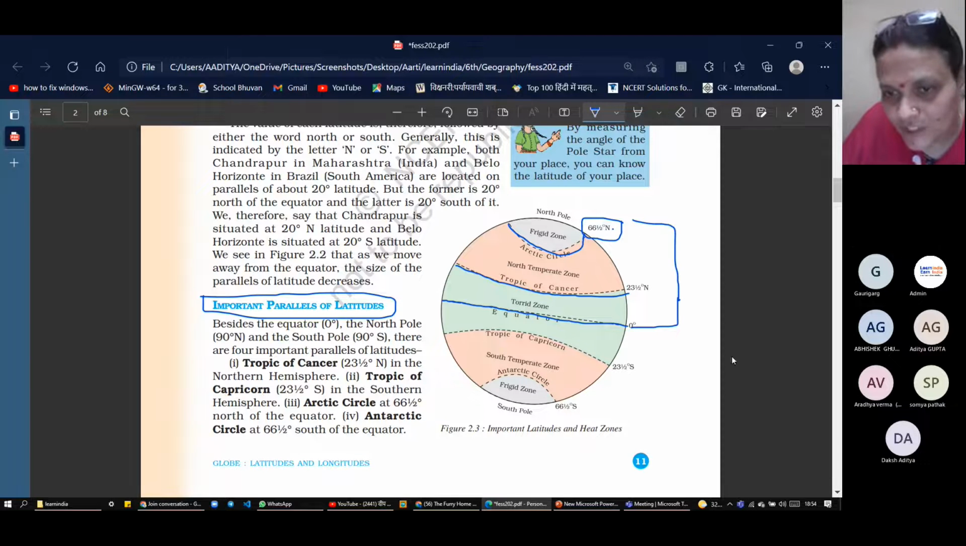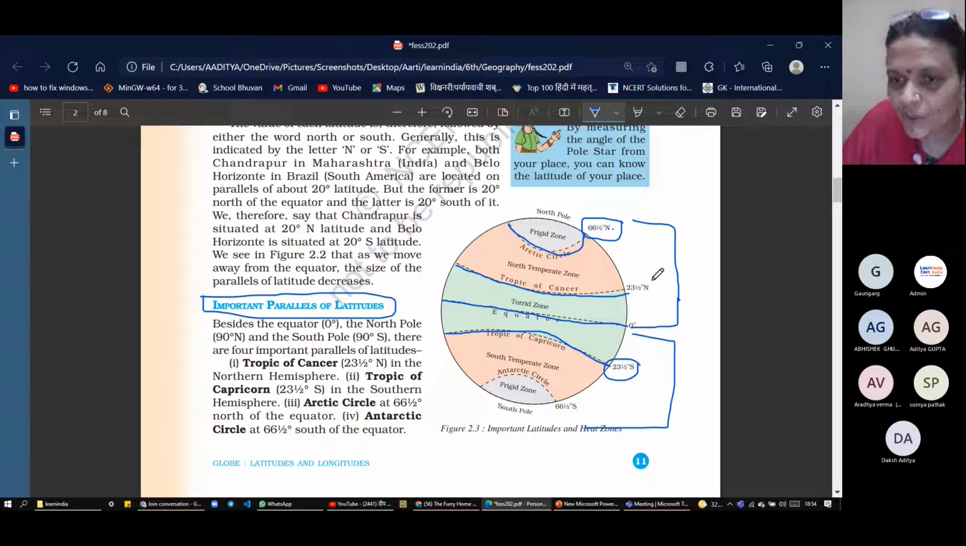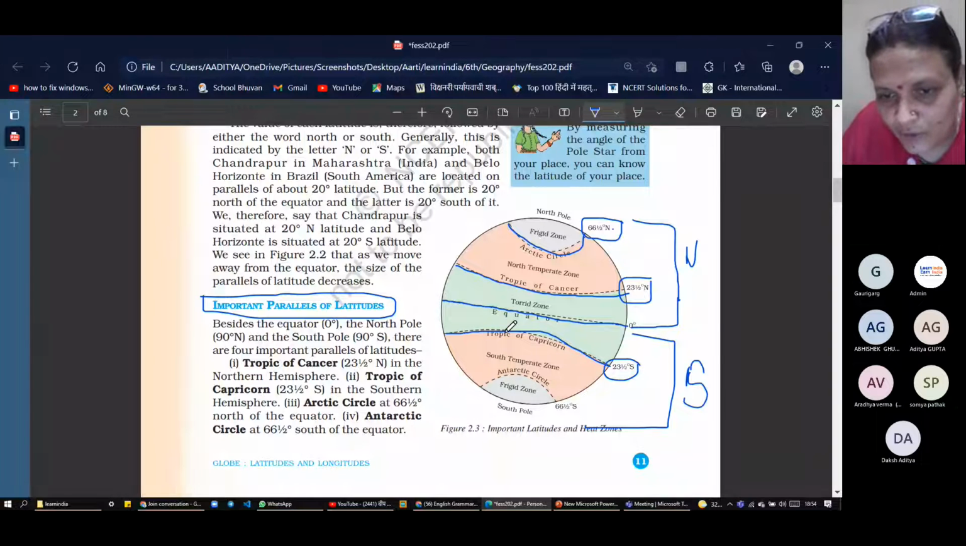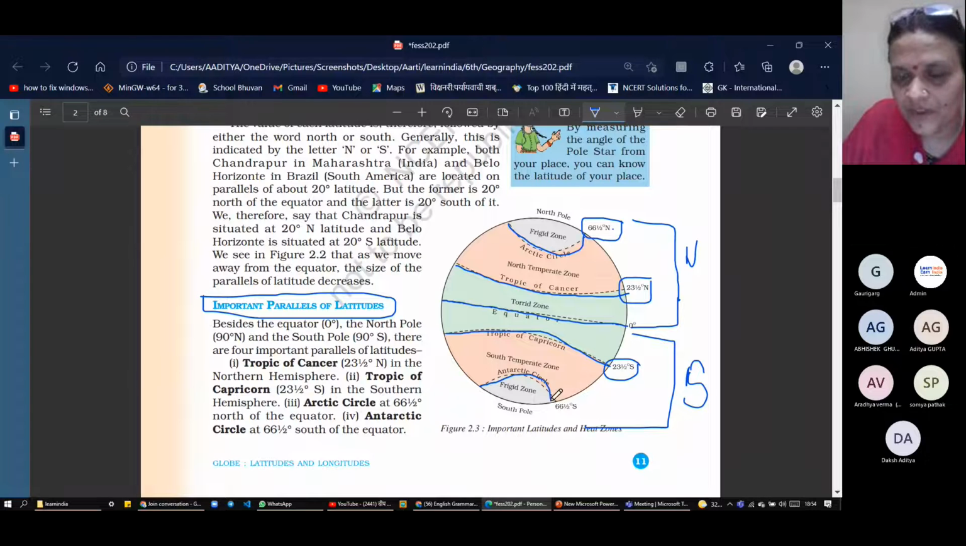Now, if you see to the south, here you have the Tropic of Capricorn in the south. So see this reading, 23.5 south and 23.5 north. This is in the northern hemisphere, so it is north, N, and this is in the southern hemisphere, so it is south. Next to the Tropic of Capricorn is the Antarctic Circle.